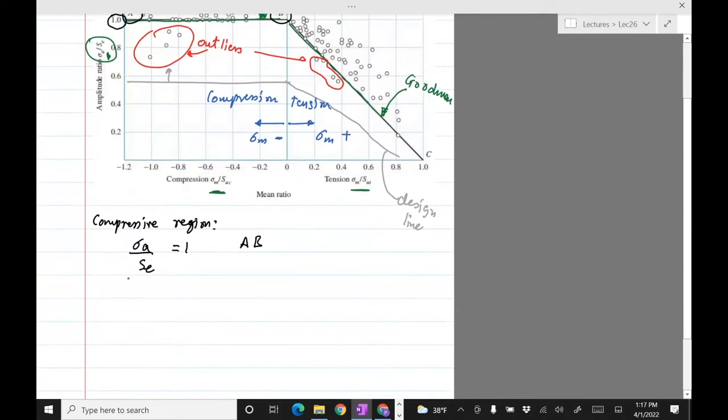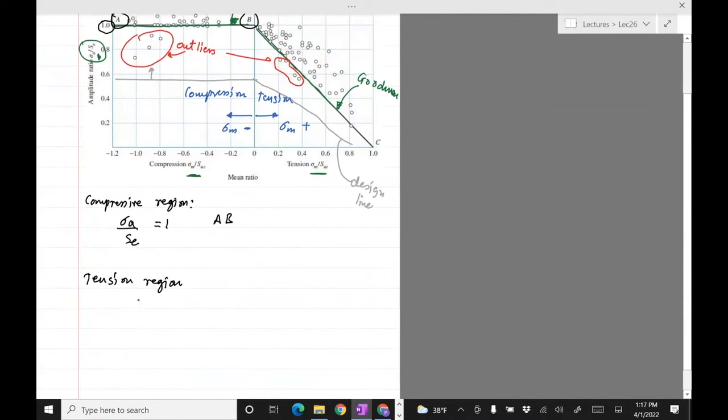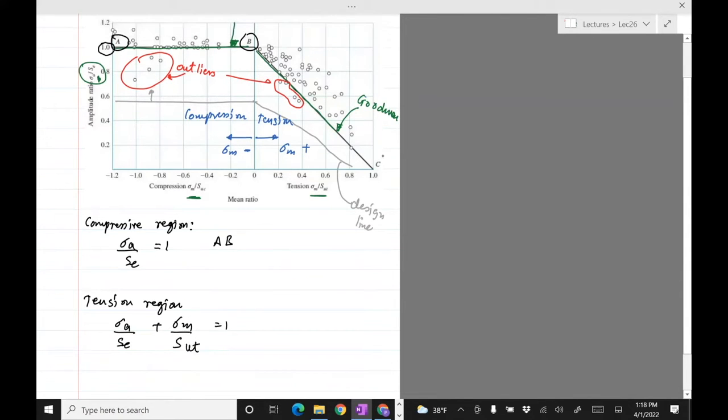And we wrote down earlier the equation for the right side line, the tension region. I just put that here for completeness. That would be sigma A divided by SE plus sigma M divided by SUT equals 1. That would be line BC.